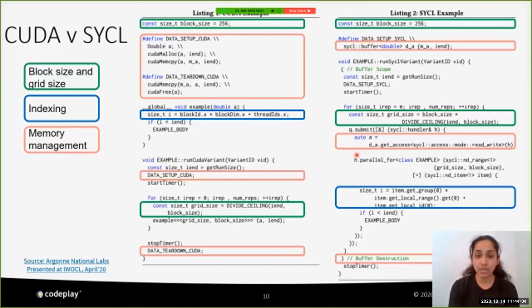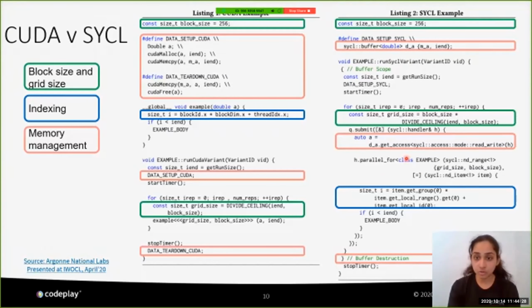That means we can have different types of queues. We can have a queue for the CPU, we can have a queue for the GPU, we can even have queues for different types of GPUs. We can have a different queue for an Intel GPU versus a different queue for an NVIDIA GPU. Depending on the type of queue, the code can decide where this particular operation needs to be run.